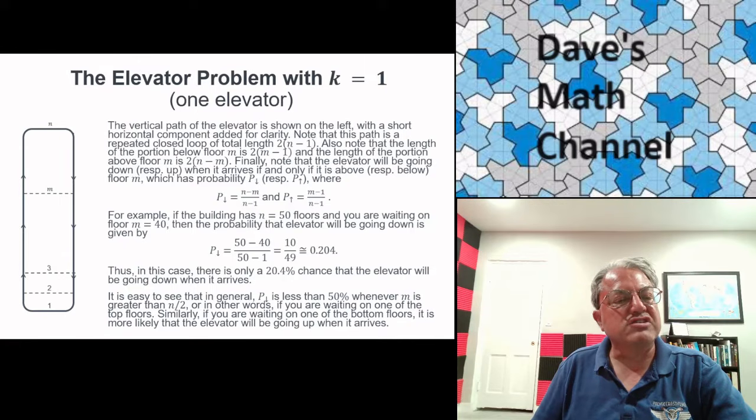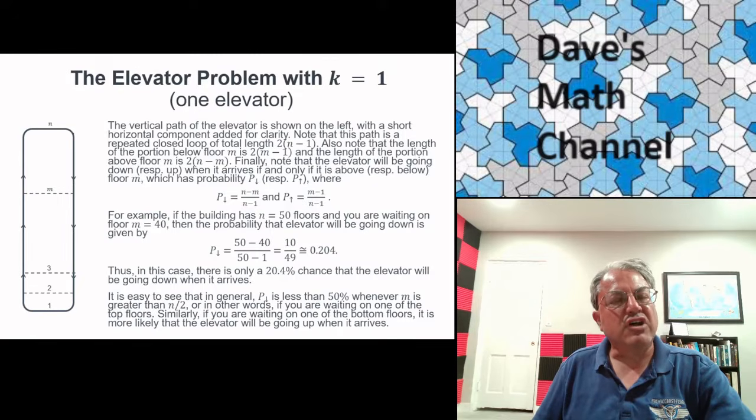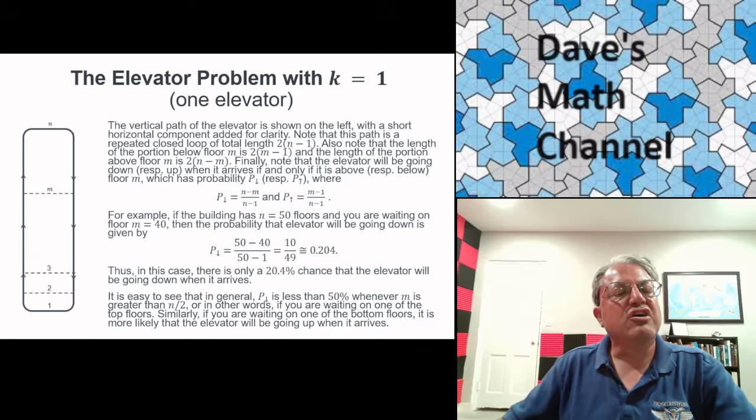So it's easy to see in this case that there are n minus 1 floors going up and another n minus 1 going down. So there are 2 times n minus 1 total stops of the elevator. And how many of those stops are above you? Well, exactly 2 times n minus m. So the probability that the next elevator is going down is going to be the ratio, 2 times n minus m over 2 times n minus 1. Well, you can cancel the 2's and you get n minus m over n minus 1.